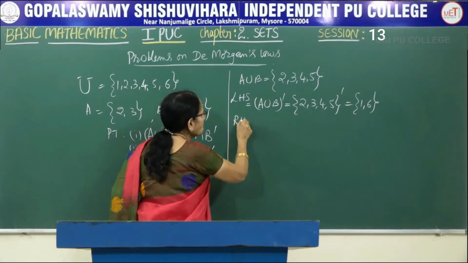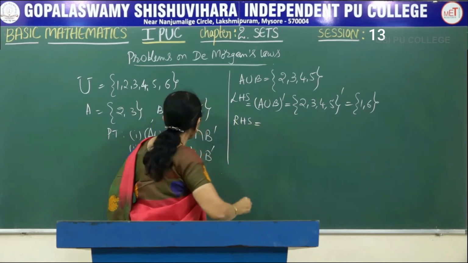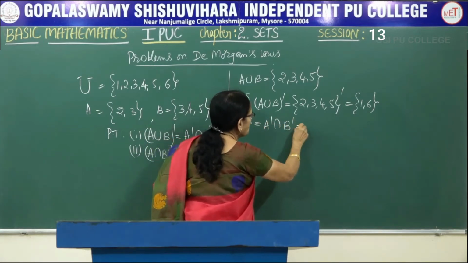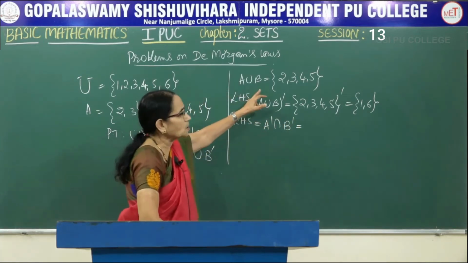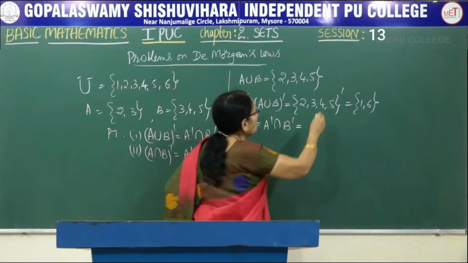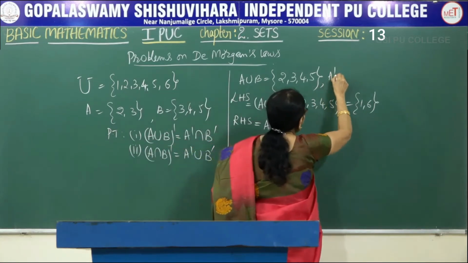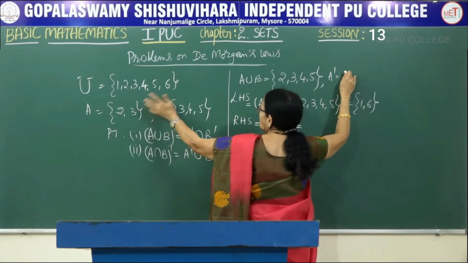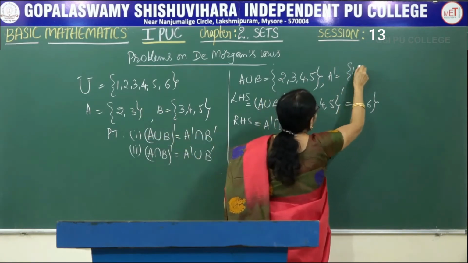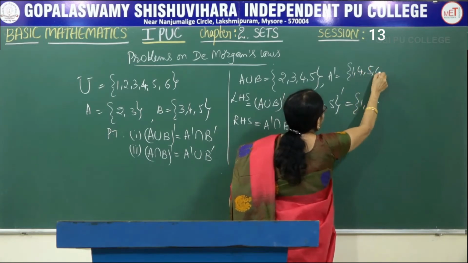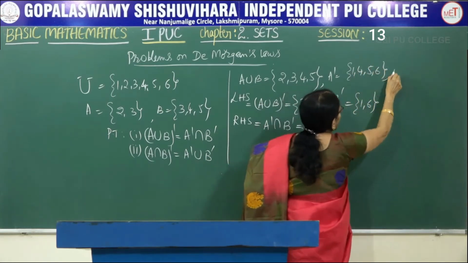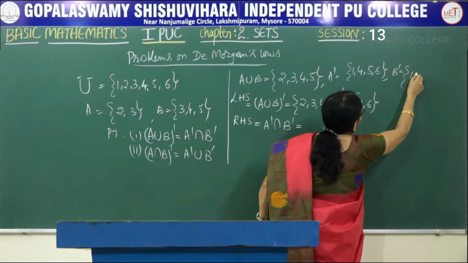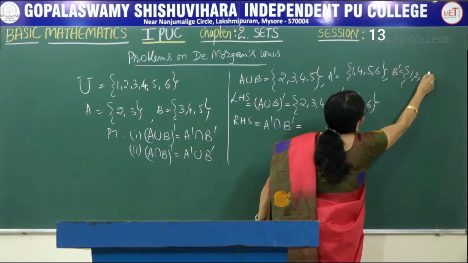Now let me come to the right hand side. What is on the right hand side? A dash intersection B dash. Here itself you can calculate A dash also. A dash means A contains 2 and 3, so the remaining elements are 1, 4, 5 and 6. And what is B dash? B dash would be, since 3, 4, 5 are there, 1, 2 and 6.